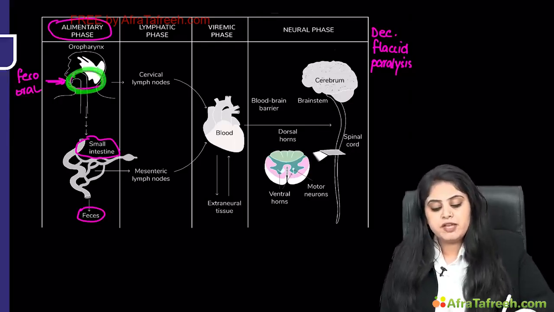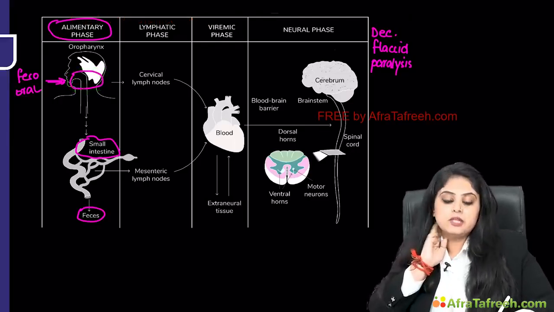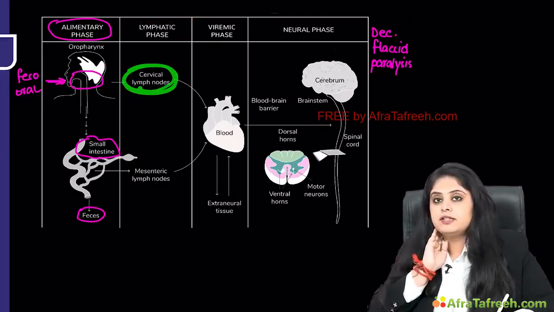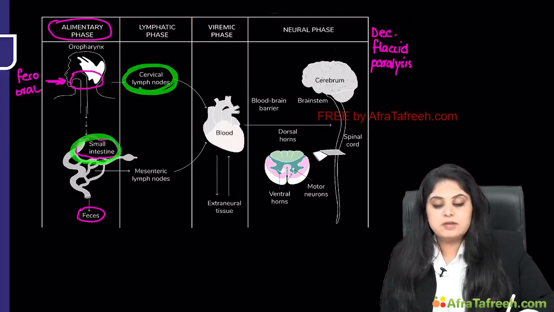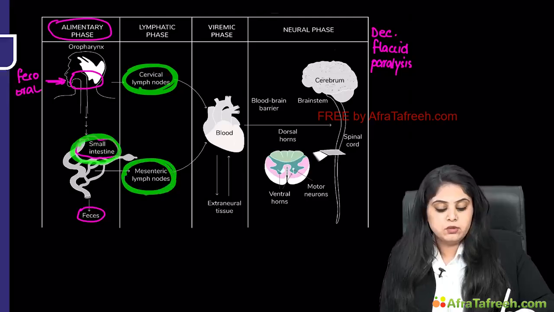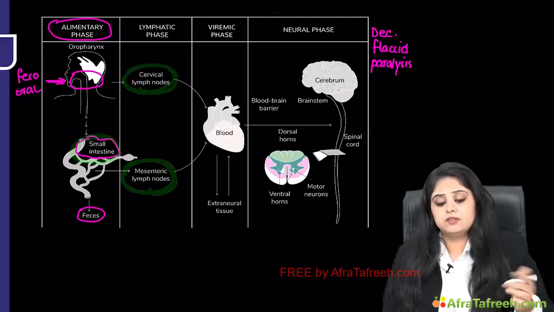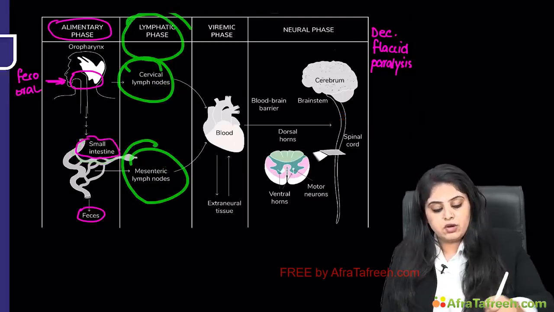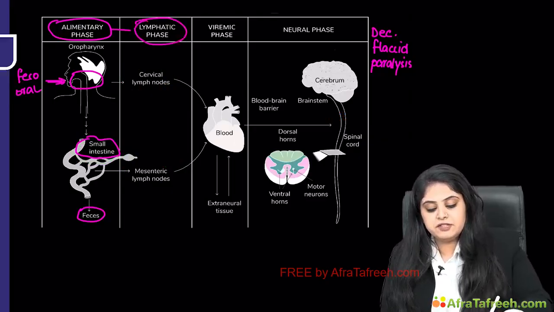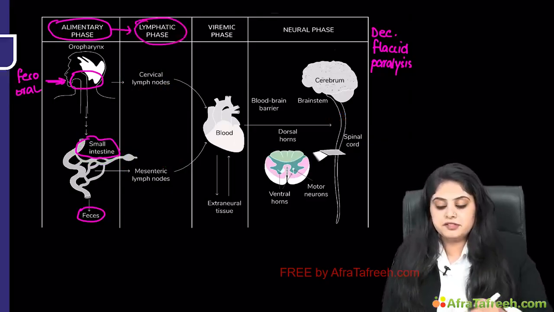From the oropharyngeal region, which lymphatics do you think it will go to? Of course, it will go to the cervical lymph nodes. From the intestine, which lymphatics will it go to? Obviously, it will go to the mesenteric lymph nodes. So ma'am, when it has gone into these lymph nodes, call it the lymphatic phase. Now, the next phase into which it enters is the lymphatic phase.